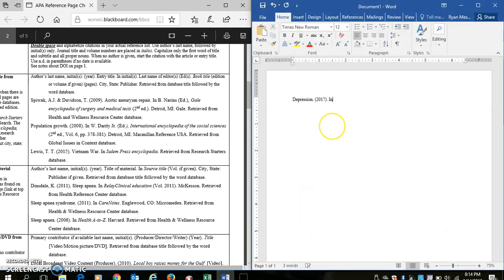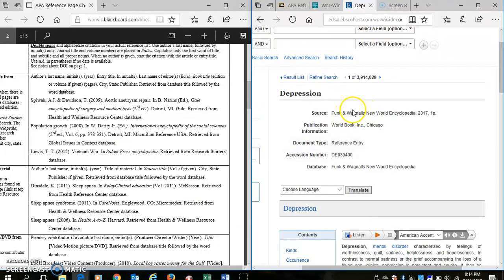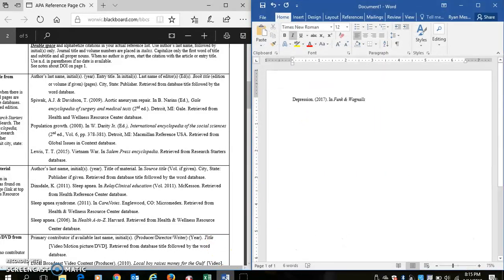So we're going to type in In, and then in italics, we're going to do Funk and Wagnall's. Now, notice how they have it over here, right? That the only word that is capitalized is either the first word of the title or proper nouns, like Salem Press is the name of the company. So if we come back and we look at the name of our encyclopedia, Funk and Wagnall's, those are two people's last names. New World Encyclopedia does not need to be capitalized, so we're going to put New World Encyclopedia. Oops.